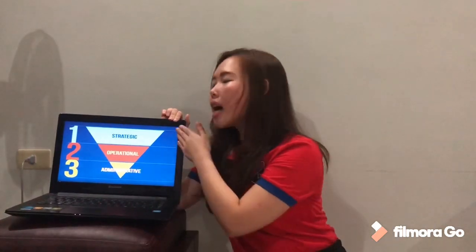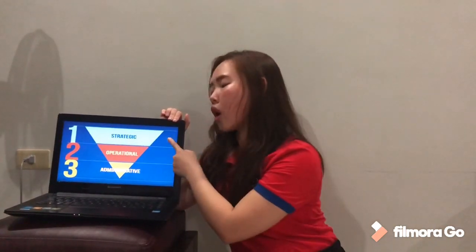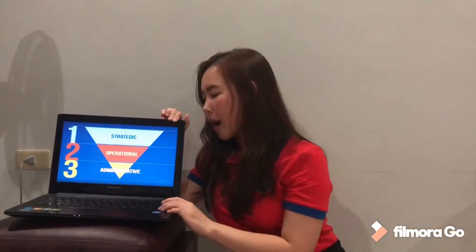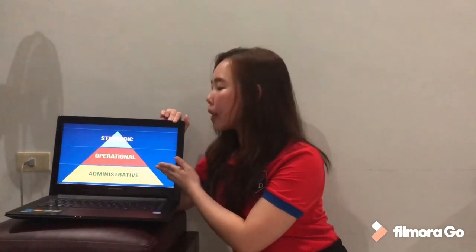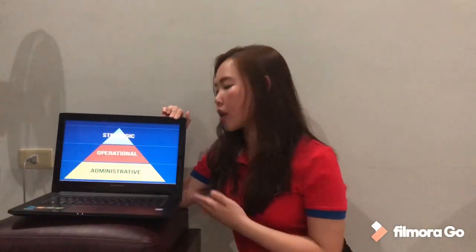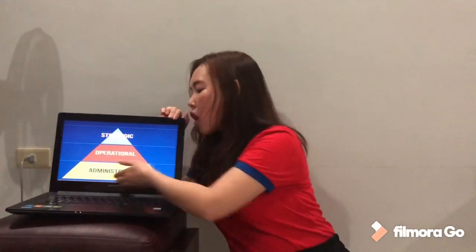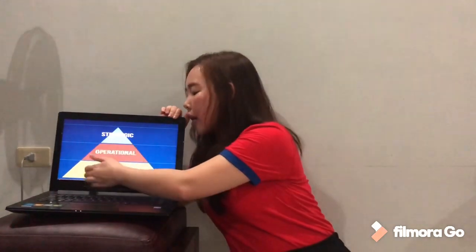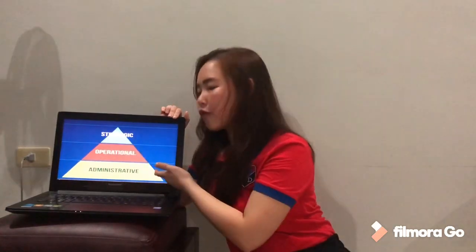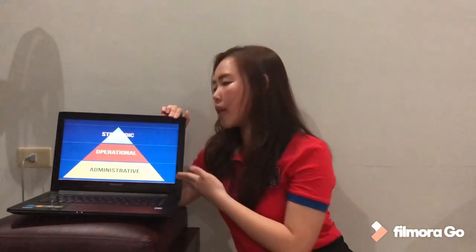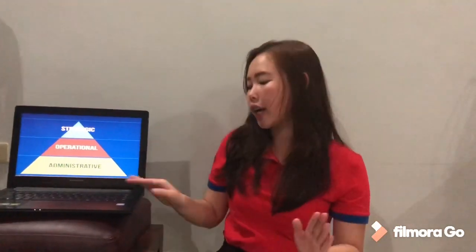It means that the company or organization is more focused on strategic. But in the past, based on this triangle, administrative was considered more important. So that is the different kind of triangle we know about the role of human resource in a company.